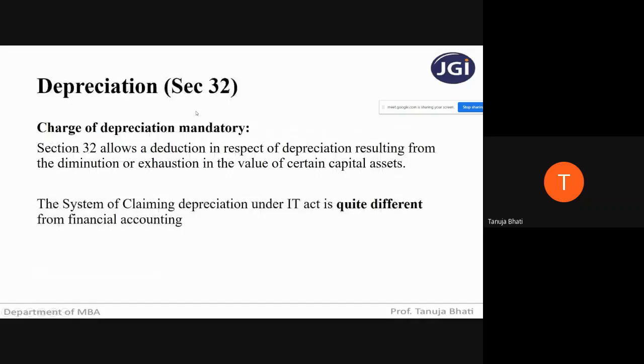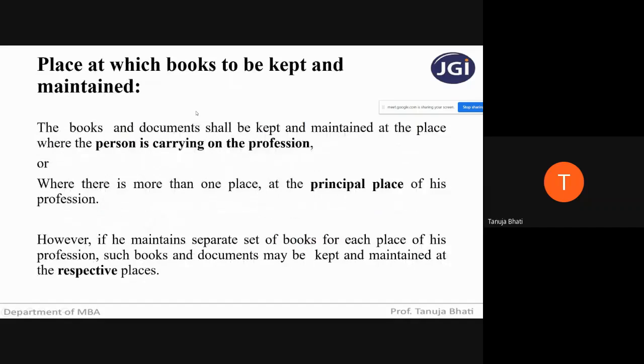So by this we have completed the maintenance of books of accounts. Students, this is complete theory. Have you understood who has to maintain the books of accounts, where they have to be maintained, how they have to be maintained, and which books of accounts are supposed to be maintained? Are you all clear with maintenance of books of accounts? If yes, we will move ahead with depreciation.